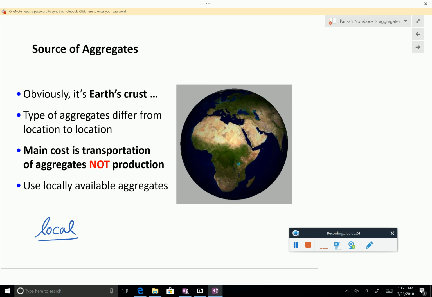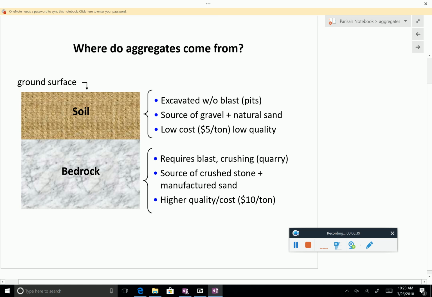And because typically everyone is using the local aggregates, if you go from one state to the other, for example, you have different properties, you have different types of aggregates, etc. So where do we get them?